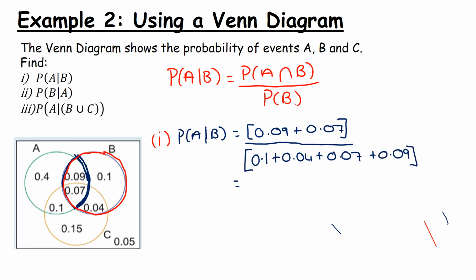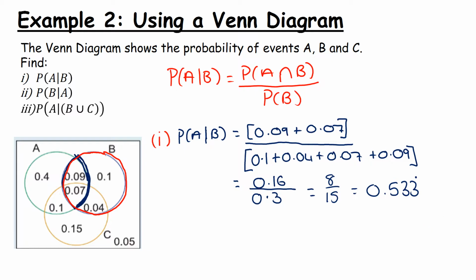Now, if we can clean that up, we get 0.16 over 0.3, and when we clean that up, we get 8 over 15, or if you want to change it to a decimal, although it is a recurring decimal, it's 0.533 recurring. Okay, so that's the first part.